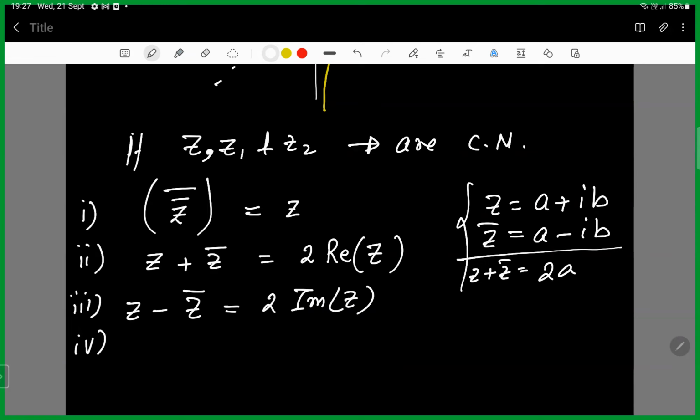Suppose this is the conjugate over conjugate, right? Is it not clear? See, z is equal to a plus iota b. What is z bar? A minus iota b. Again, write down z bar bar. A plus iota b. Fine. So what you are getting?